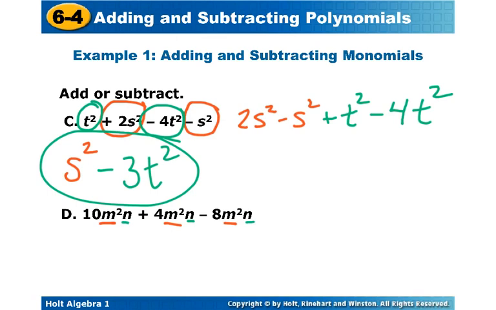So 10 plus 4 is 14. 14 minus 8 is 6. So I have 6 m squared n. And there you have it.